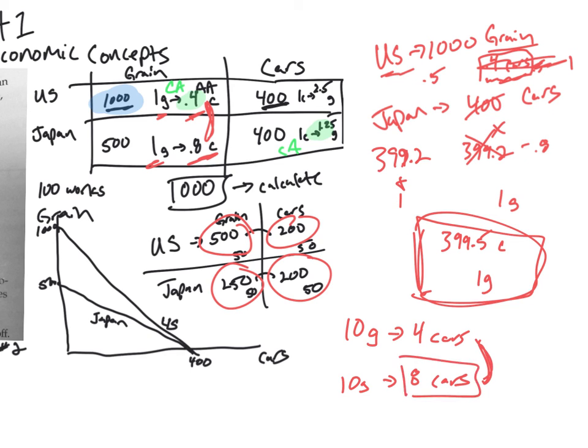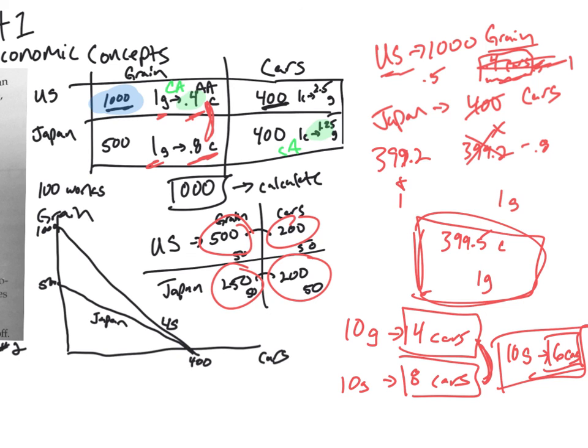This is how much it costs Japan to do it themselves. This is how much it costs the U.S. to do it themselves. So if they agree upon something in between there, let's say 10 grain to 6 cars, they're going to both be better off, because Japan only has to give up 6 instead of 8, and the U.S. gains 6 instead of 4. Fantastic. They're both better off.